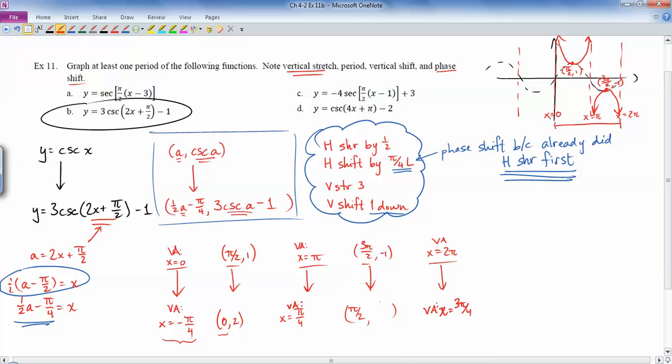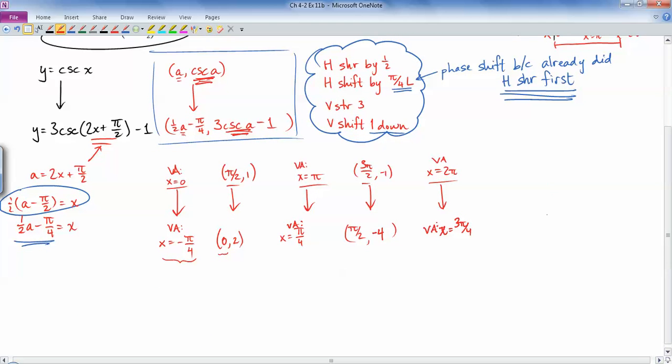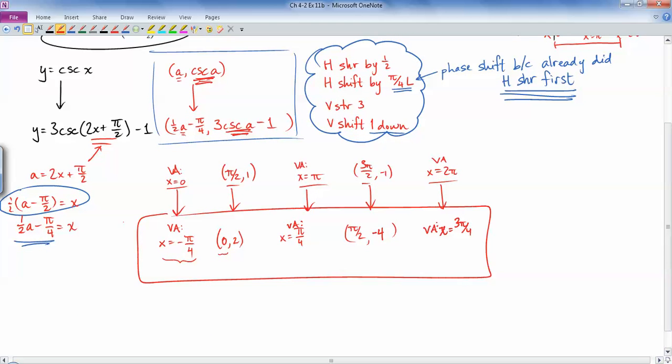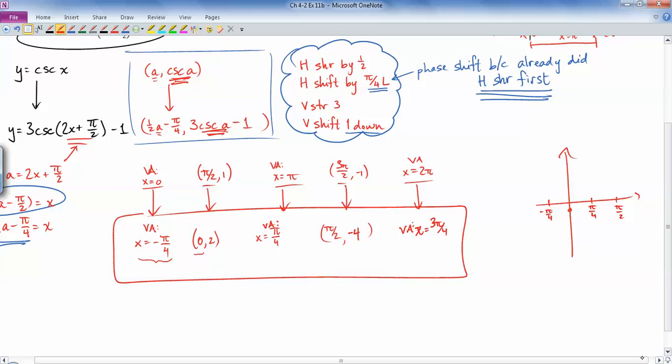So really, I just need one more y value. That was y equals negative 1, so cosecant a is negative 1. If I plug in negative 1 here, I get negative 3 minus 1, so negative 4. And now I have enough to graph the whole thing. So my new graph is going to use these 5 features here. So let's see. I will go by pi over 4 on my x-axis. So negative pi over 4, 0, pi over 4, 2 pi over 4, which is pi over 2, and then 3 pi over 4.